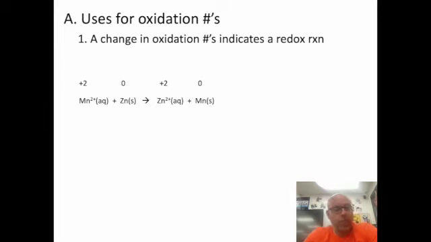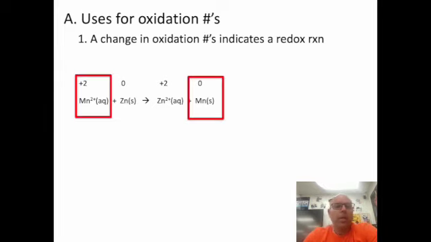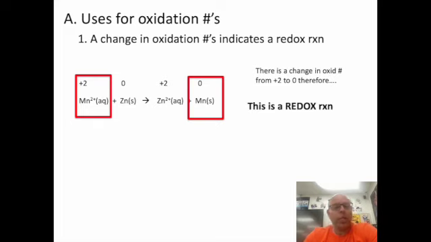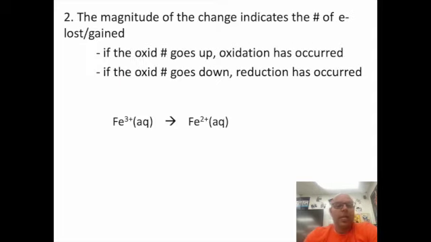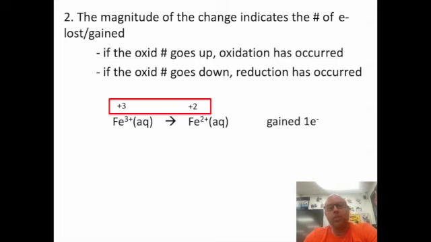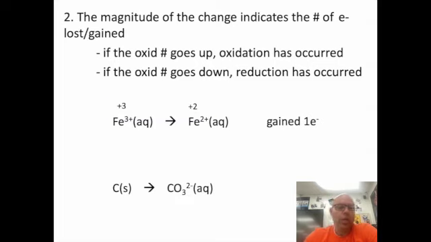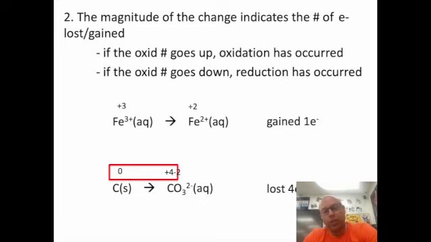Zinc's oxidation number changes from 0 to +2, or sorry, manganese changed from +2 to 0. So there's a change in oxidation number, and therefore that is a redox reaction, which just means there are electrons lost and gained. Some substance is losing electrons, the other substance is gaining electrons. And the magnitude of the change indicates the number of electrons lost and gained. So when I change from a 3 to a 2, that means I'm involving 1 electron. When I change from a 0 to a +4, I've lost 4 electrons.